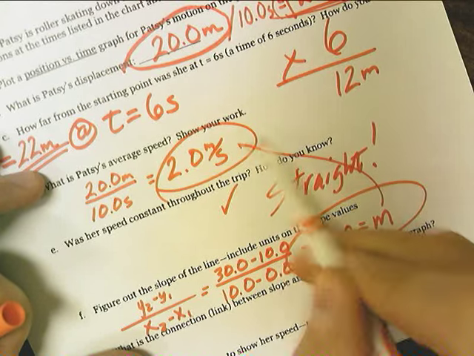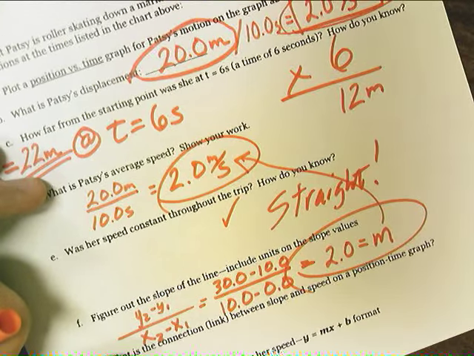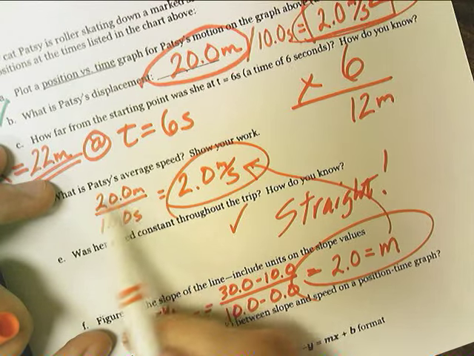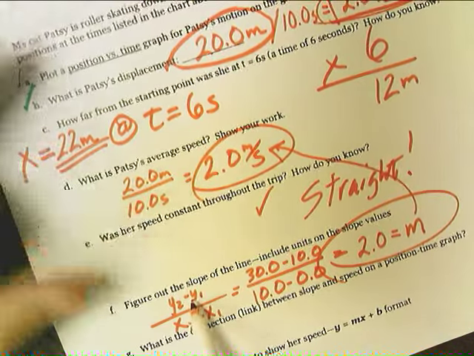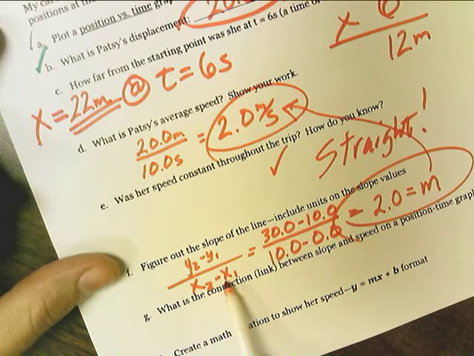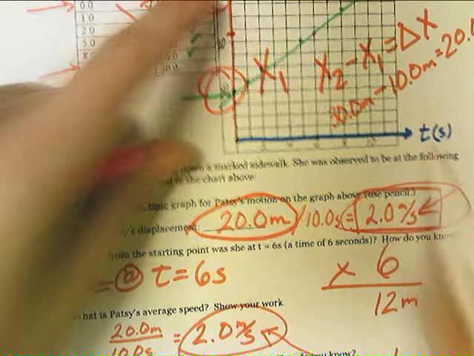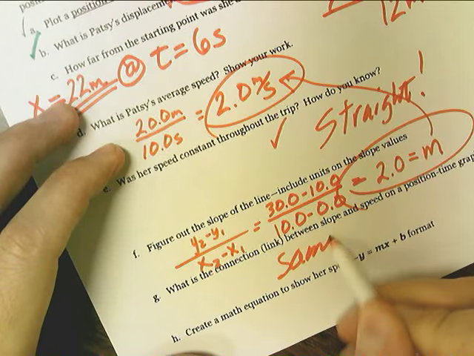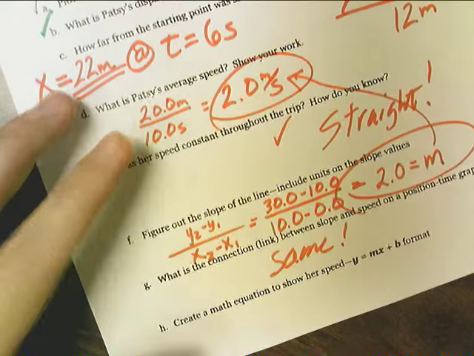And wouldn't you know, that's your average speed. Remember, this is your change in position. Position is on the y-axis. This is your change in time. Time is on the x-axis. So when you do the slope of the line, and each of these axes represents something, it's really the same thing as figuring out the average speed. So the slope of the line is the average speed.